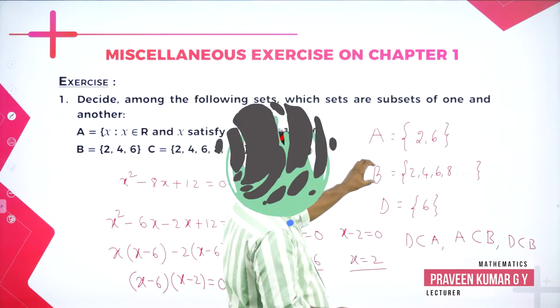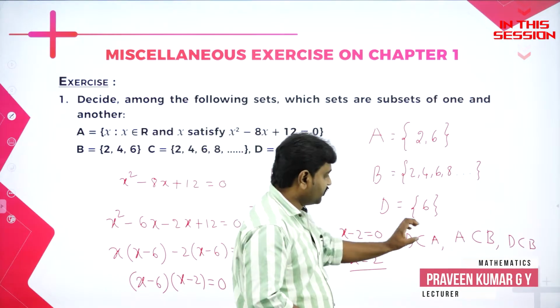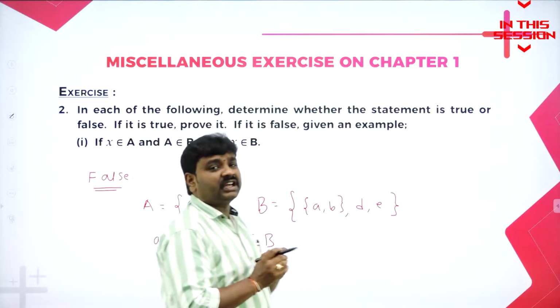D is a part of B, D is a part of A also. D is subset of A, D is subset of B.